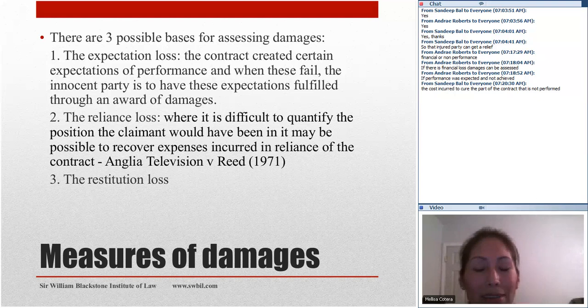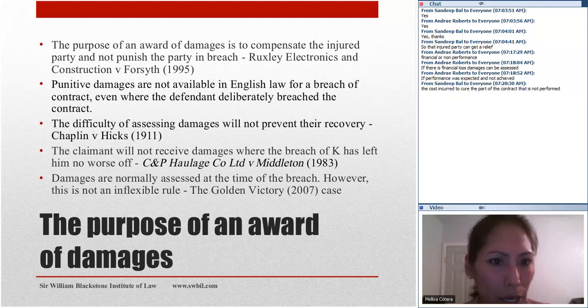Let's say where there is a little difference in value between the value of the thing contracted and the thing received. In these circumstances, a court will award damages for the loss of amenity. For this part, please review the Ruxley Electronics and Construction case, the one that I mentioned in slide 3, I think. Yes, this one, Ruxley Electronics and Construction versus Forsyth.